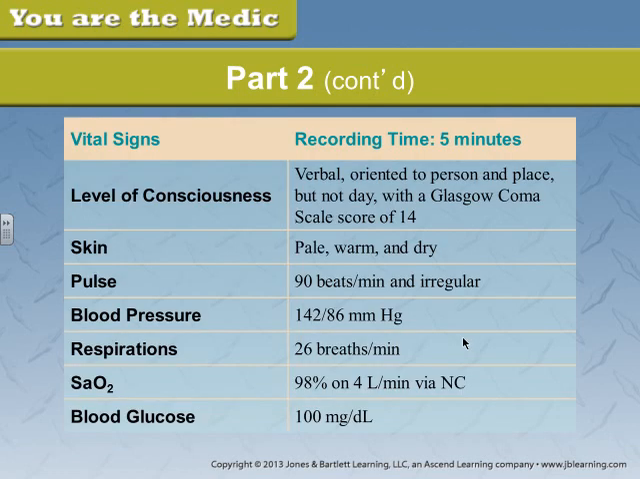So, level of consciousness at this point, after 5 minutes. GCS of 14, person, place, but not day. All of his other vital signs, they're not too bad. Respirations are 26 breaths per minute, so that's a little on the high side. He's 98%, but his blood glucose is 100 milligrams per deciliter. Not low, right? It's pretty good blood sugar.